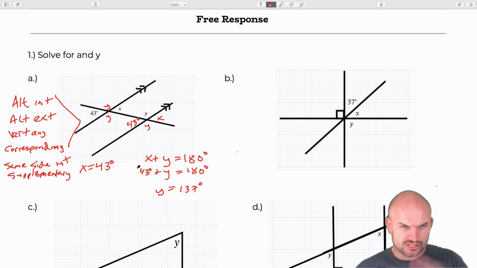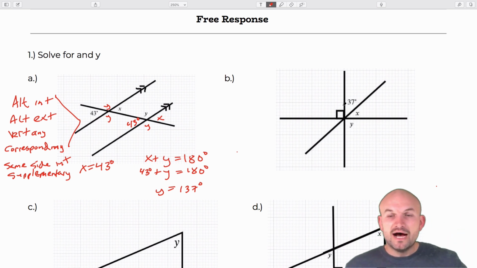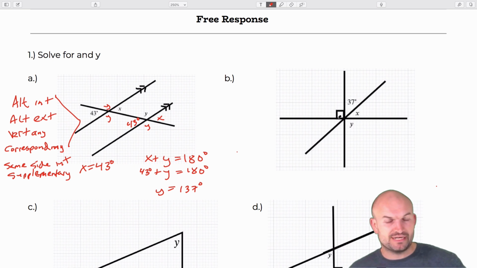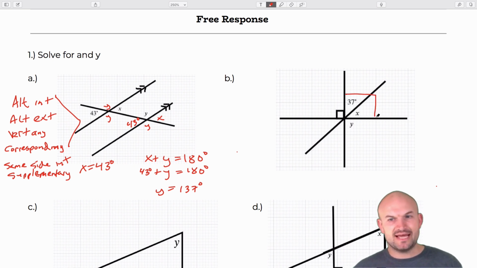Okay, so just a quick little review from there. Now, the next one here is if we recognize this is 90 degrees, this is very important, because if this is 90 degrees, then that means that obviously has to be 90 degrees as well. So therefore, x plus y add up to 90 degrees.